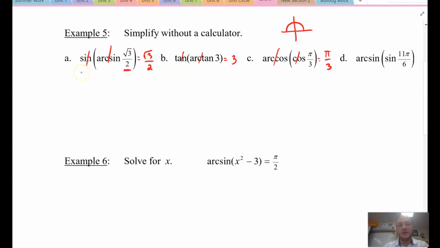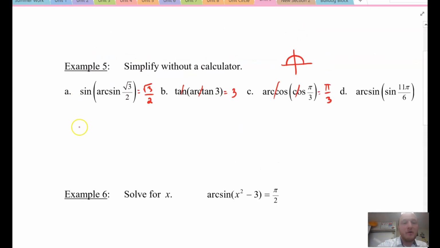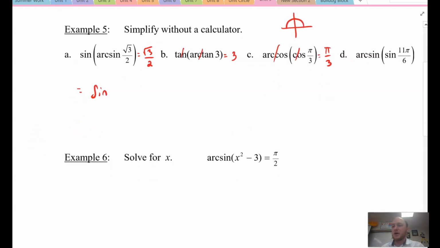The proper way to do this is to go over here and say, what is arc sine of root 3 over 2? And you would say, well, that would be pi thirds. Now what is sine of pi thirds? Root 3 over 2. And maybe you're like, nobody has time for this, Schwarberg.